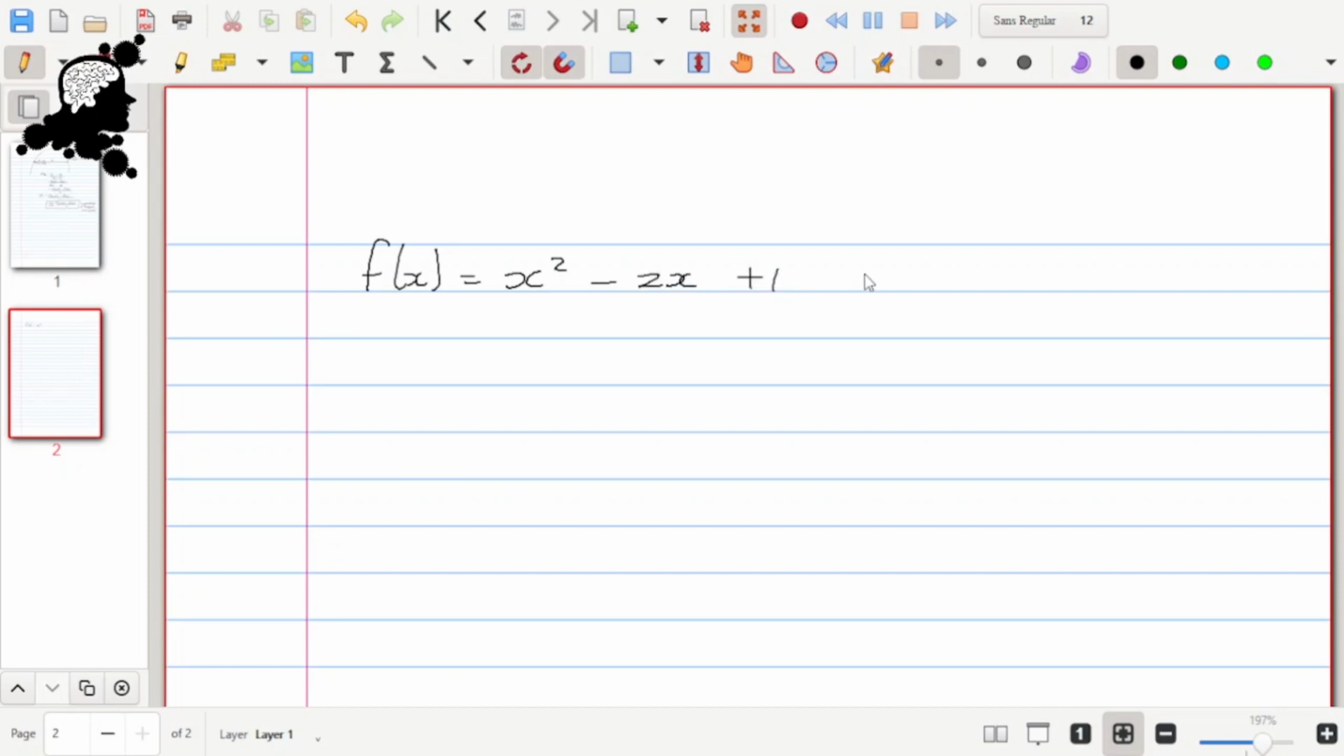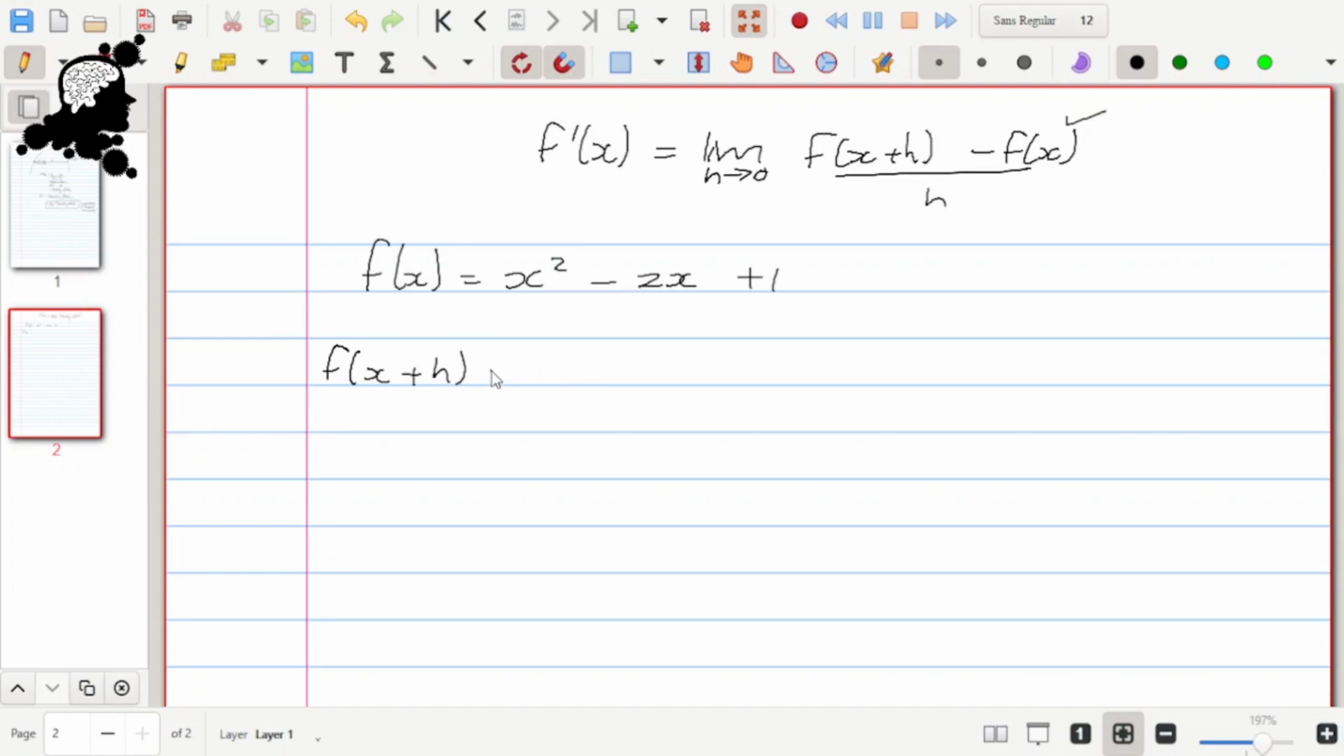Now, since we were told that we're calculating from the first principles, that should tell you the formula that must come to mind is that f prime of x is equal to the limit as h approaches 0 of f of x plus h minus f of x divided by h. So, we already have f of x. That's sorted. Let's first calculate f of x plus h before we can make use of this formula. So, f of x plus h. Let's think about this for a moment.